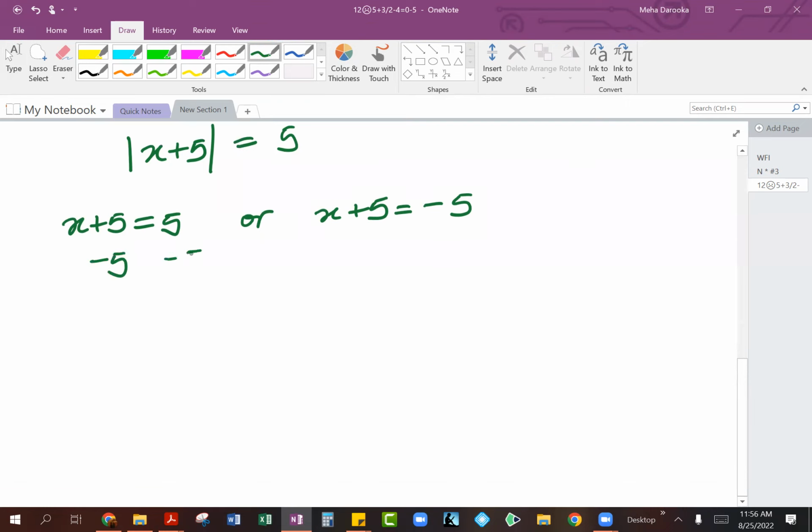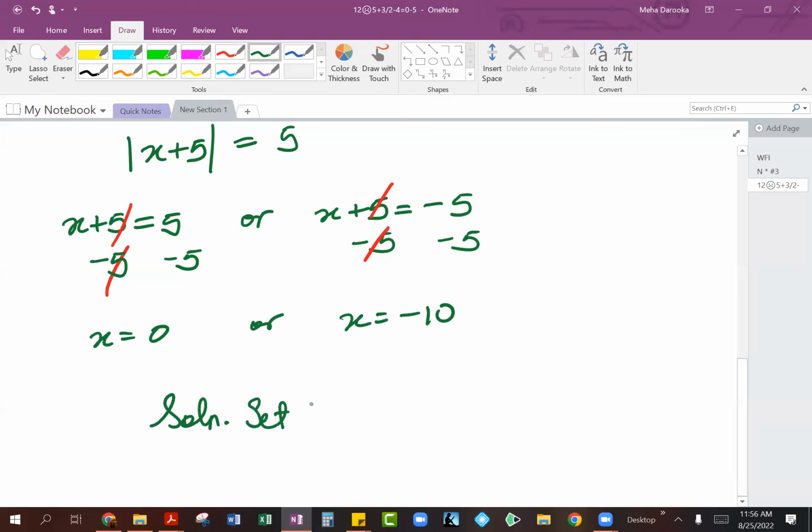Okay, let's check that very quickly. So we start by subtracting 5, for both equations. And then 5 minus 5 will of course end up giving us 0 here. And yeah, very nice, this will give us -10. So your solution set.